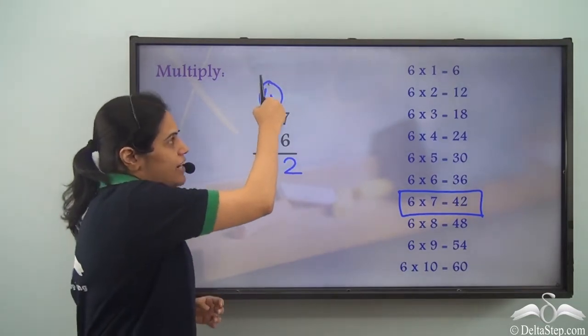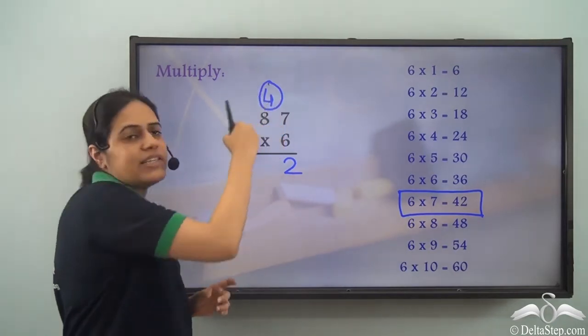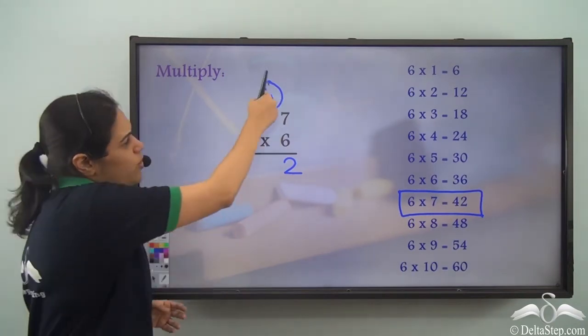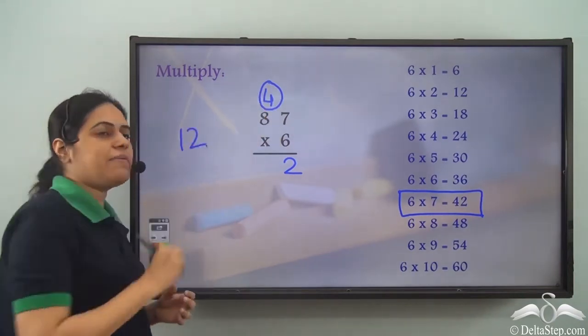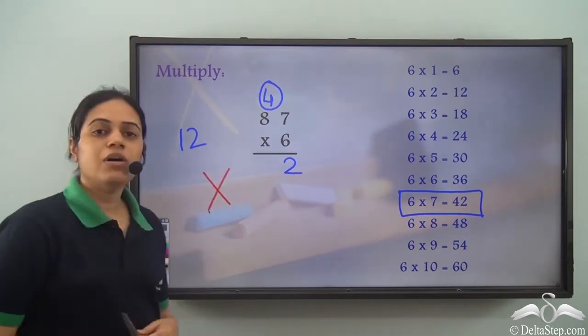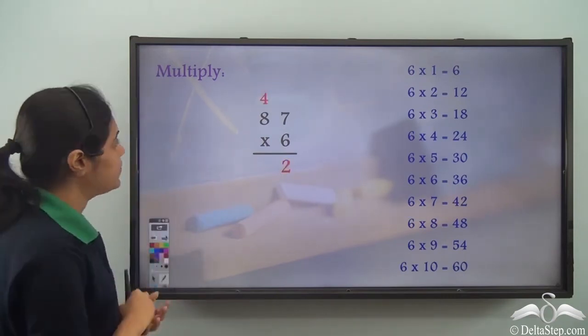So do I add 4 and 8? In addition, we add these numbers. But in the case of multiplication, do I add 4 and 8 and make it 12? No. I don't multiply like this. Then how do I multiply?